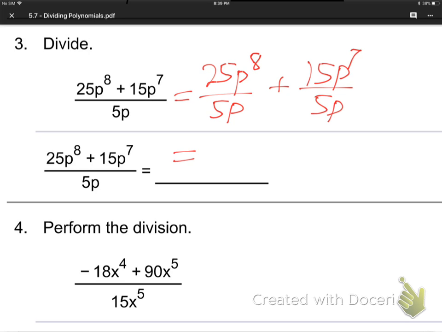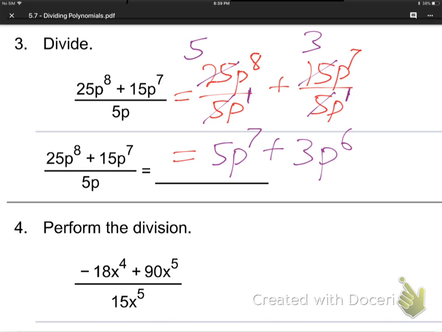And then we cancel. 5 goes into 25 5 times. And what do you do with the powers? Subtract. Remember, when letters are vertical, the powers subtract. 8 minus 1, p to the 7th. And then plus the next one, 5 into 15, 3 times, and 7 minus 1, p to the 6th. Good? Not too bad? Questions?